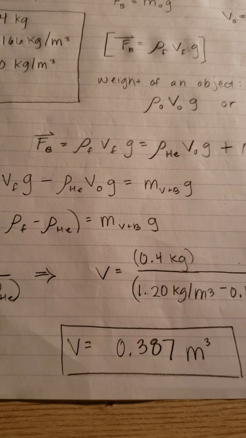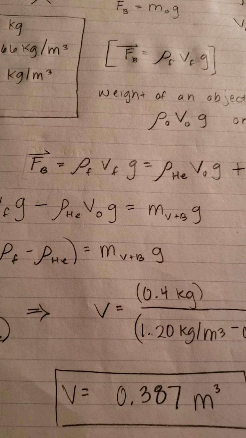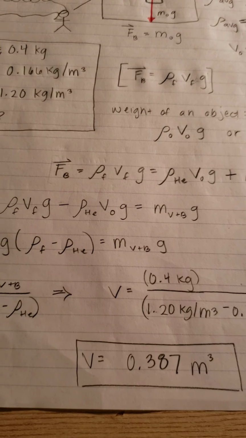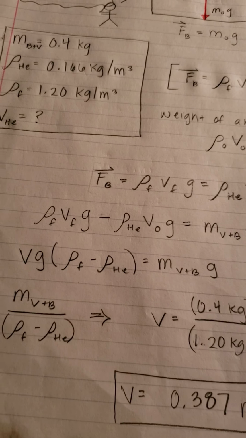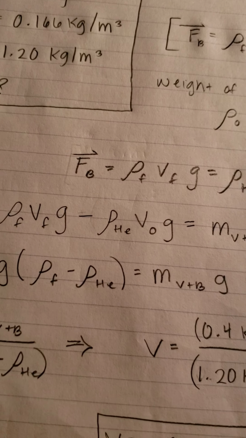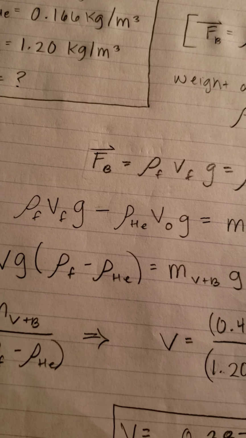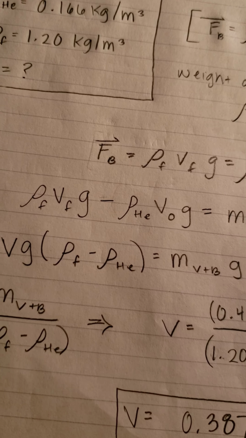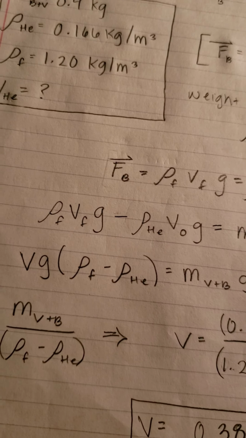And this all relates to what we're learning in chapter 14.2 specifically, on buoyancy and Archimedes' principle, which is that a fluid exerts an upward buoyant force on an object immersed in or floating on the fluid, and the magnitude of the buoyant force is equal to the weight of the fluid displaced by the object.